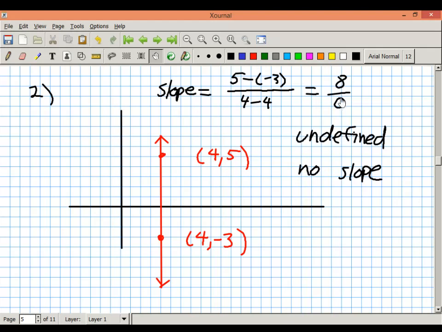And so when you divide by 0, which you cannot do, you have no slope. You cannot divide by 0. So we say the slope of that line is undefined, or we simply say it has no slope. You cannot divide by 0.